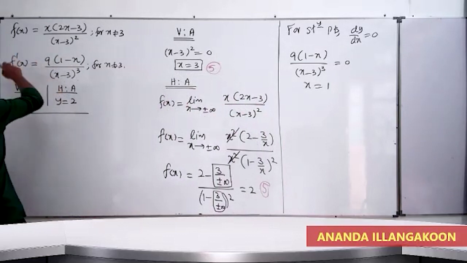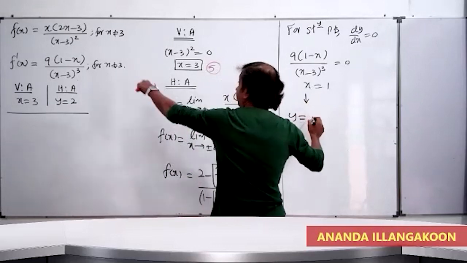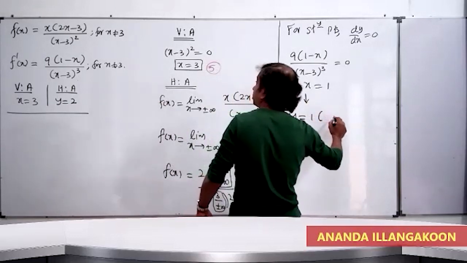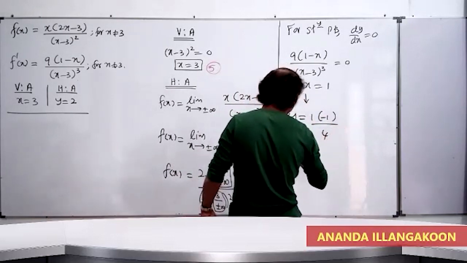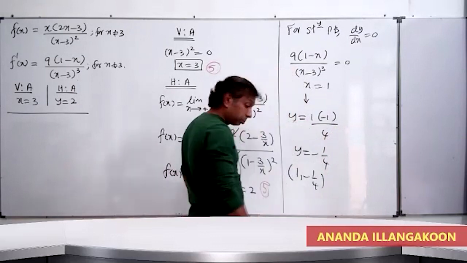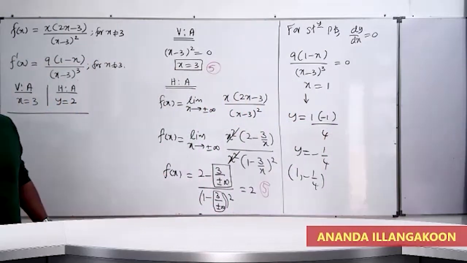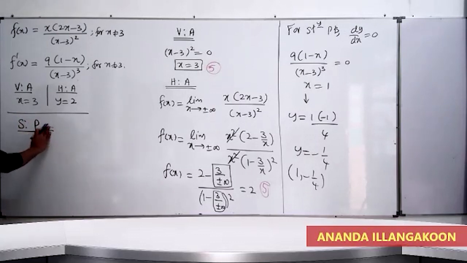At x equals 1, we have to find y. Put x equals 1 in that f(x). 2 into 1 is 2, minus 3 is minus 1, divided by 1 minus 3 is minus 2, squared, 4. Then we get 1 comma minus 1 by 4, the stationary point. This way we get.